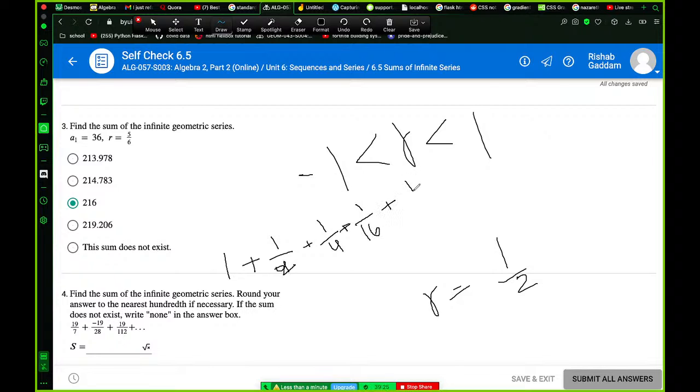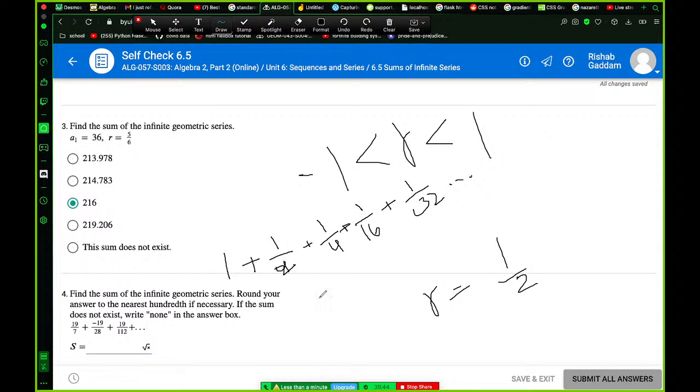Plus 1/32nd. And so on and so on. So basically, you see how it gets smaller every time. So you're eventually adding super small numbers. So basically, it just turns into 1.